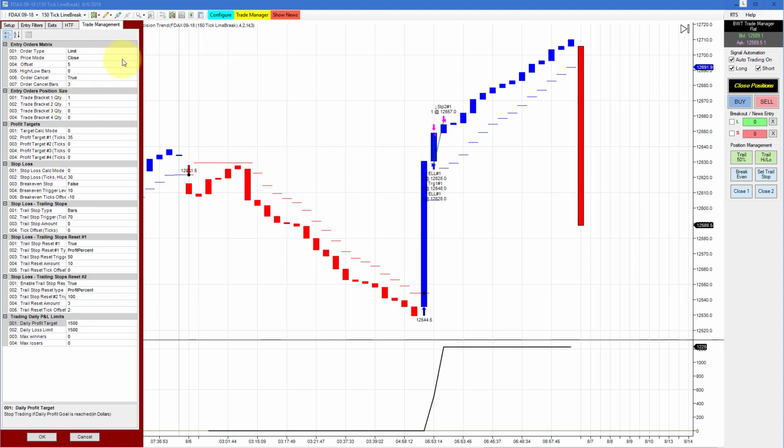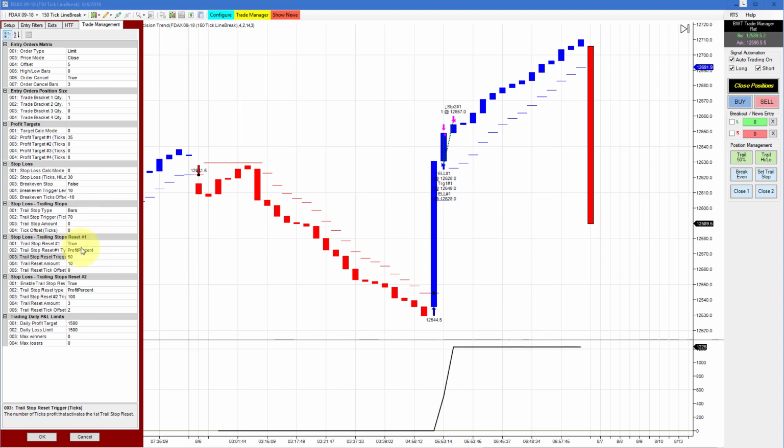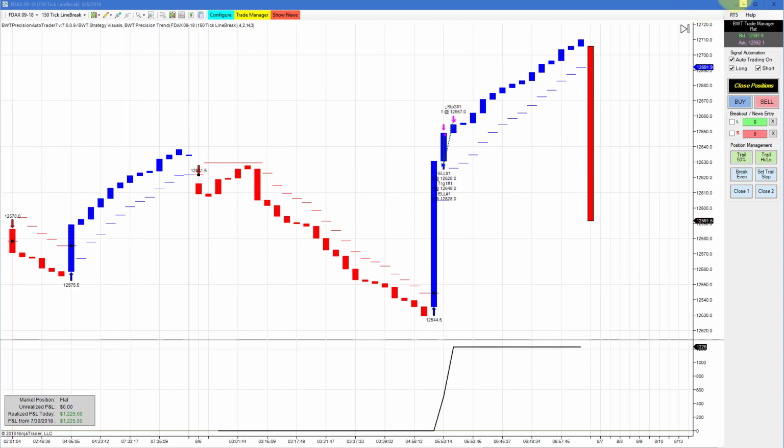In any case, the order is a limit with a pullback of 5, and in spite of this big length here, my money management is clearly too tight, trailing this stop at 50 ticks. That's just not suitable for this chart. So I'm going to have a look at this and change the money management to allow this to have a little more room to move.